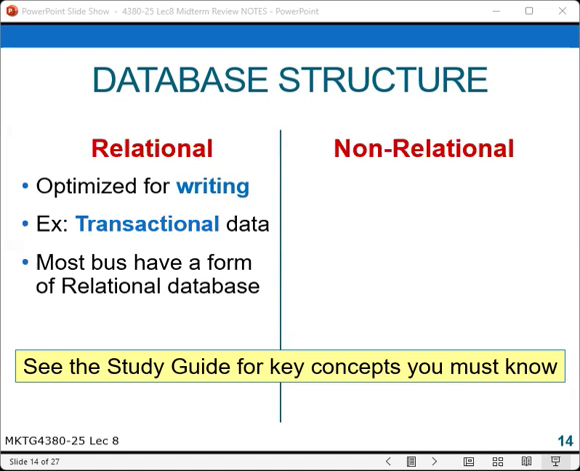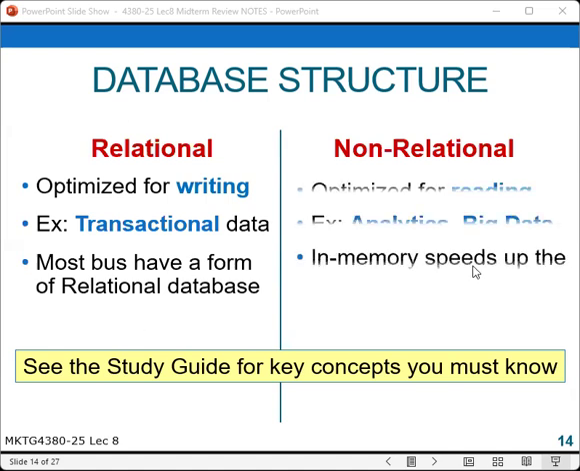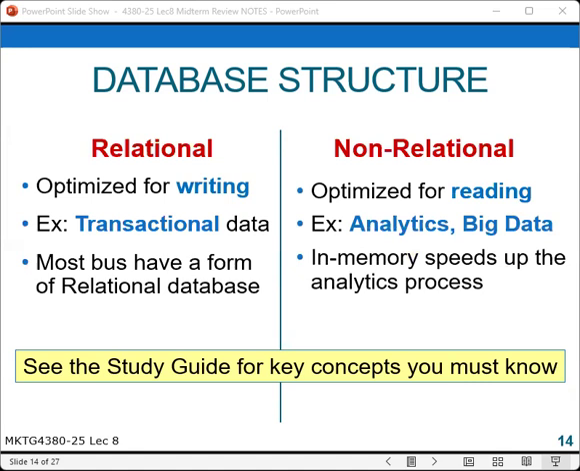Most businesses will have some form of relational database. The non-relational database, on the other hand, is where you want all of the data in one place because you want to be able to analyze the data. You want to slice and dice it by different components of the data. So you want everything together. So what you'll usually do is extract data from a relational database and put it into a non-relational format so that you can work with that.